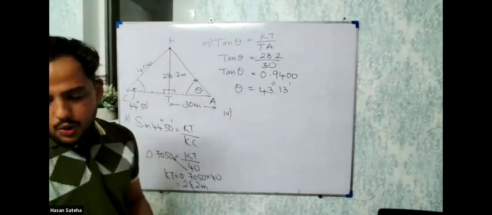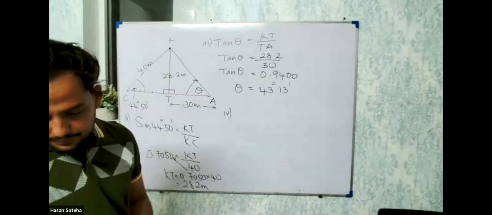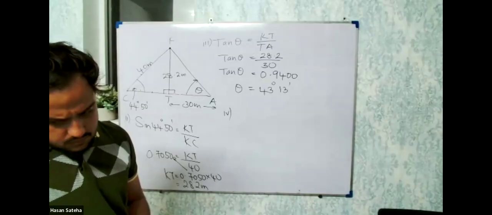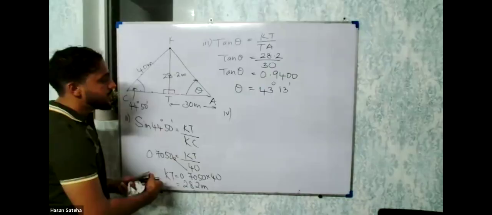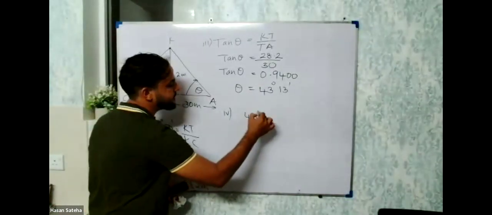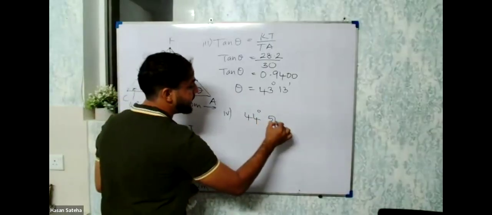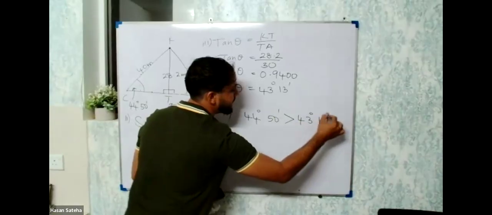Can someone tell me who is standing closer to the tree? Is it Amal or is it Chamara? Chamara, right, good. Larger angle, right? So how can you answer this? You can tell 44 degrees and 50 minutes is greater than 43 degrees and 13 minutes.